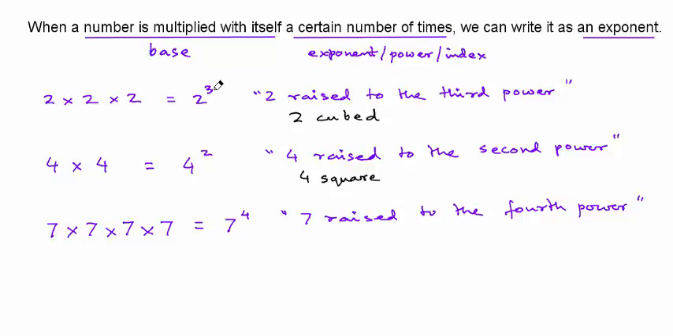So the numerical value of 2 cubed is 8, because 2 times 2 times 2 is 8. The numerical value of 4 squared is 16, because 4 times 4 is 16. And the numerical value of 7 raised to the fourth power is 2401, because if you multiply 7 with itself 4 times, you get this number.